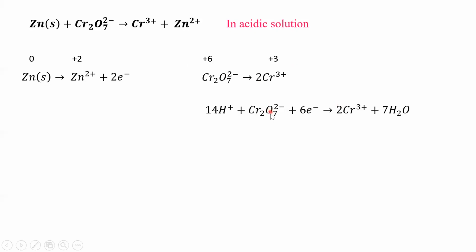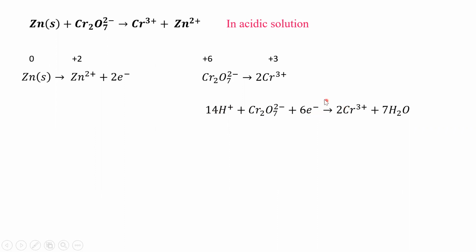We've got 7 oxygens, so we have to add 7 waters. That gives us 14 hydrogens, so we have to add 14 hydrogen ions. And then we've got a +14 minus 2, that gives us a +12. We have a +6 on this side, so we have to add 6 electrons.